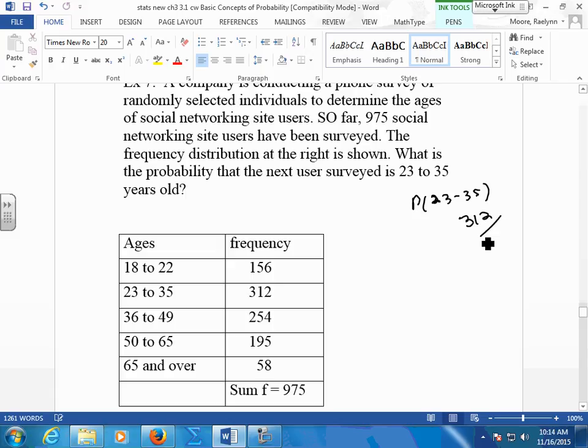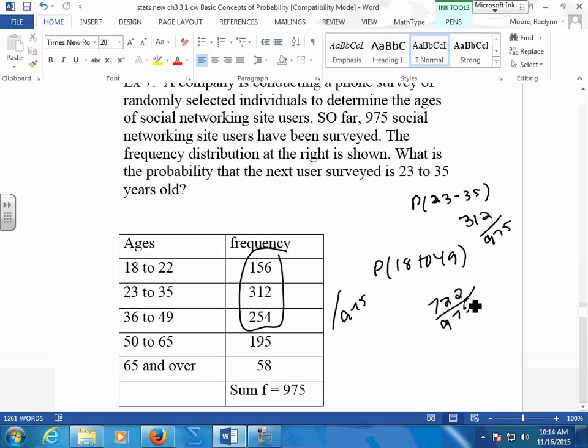That's it. 312 over 975. Okay. What is the probability that the next person surveyed is 18 to 49 years old? You would add these guys up. You would total those over 975. Would they come up to 726? Thank you.